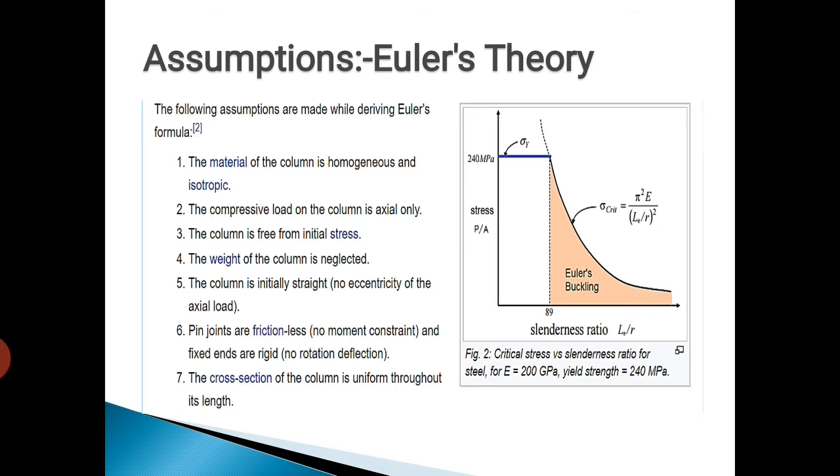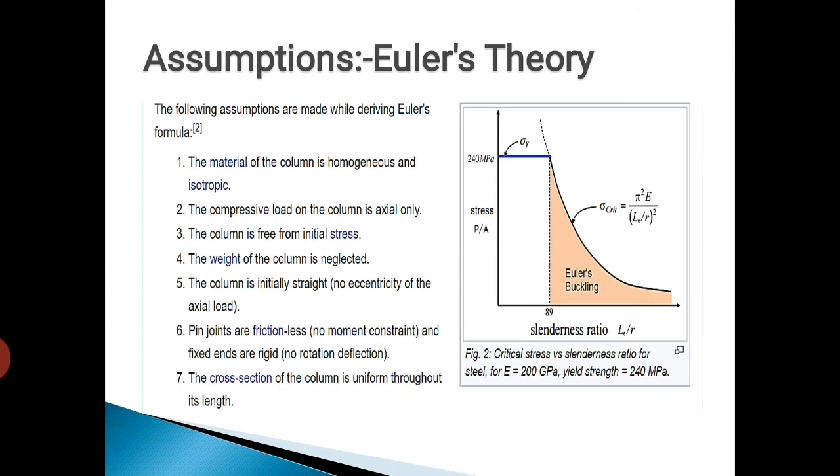The critical load is the greatest load that will not cause lateral deflection, means buckling. For loads greater than Euler's buckling or crippling load, therefore, it is clear that the maximum load at which the column tends to have lateral displacement or tends to buckle is known as buckling or crippling load. The critical load is the maximum load which a column can bear while staying straight. So we will see the assumptions of Euler's theory.